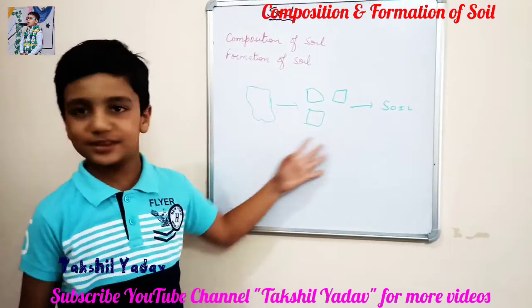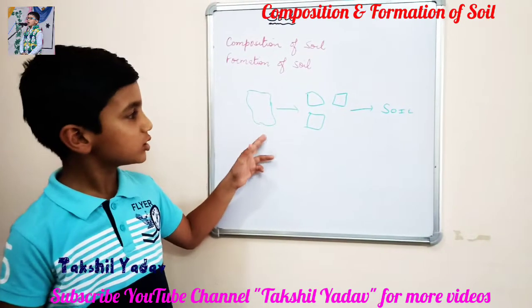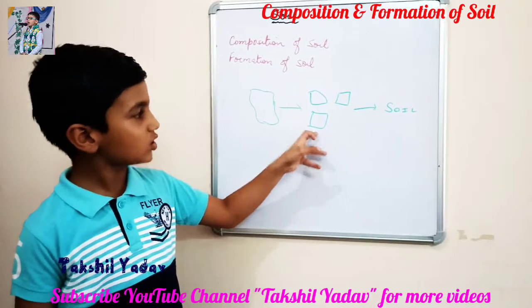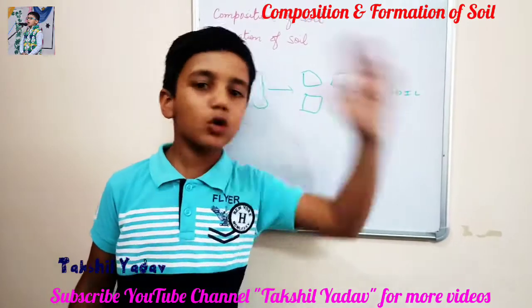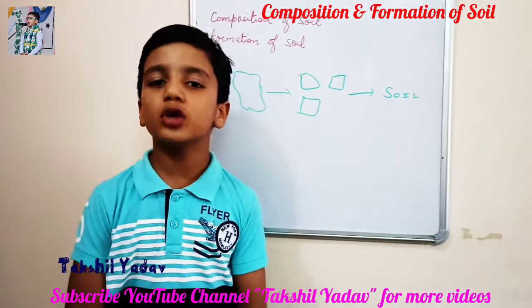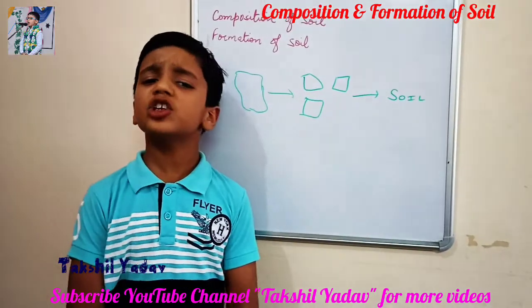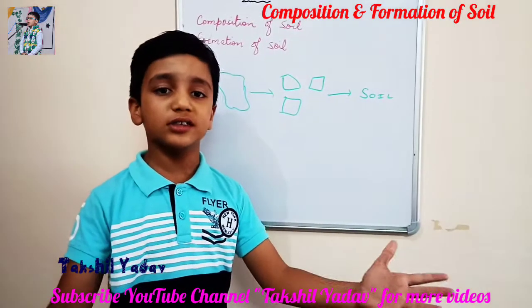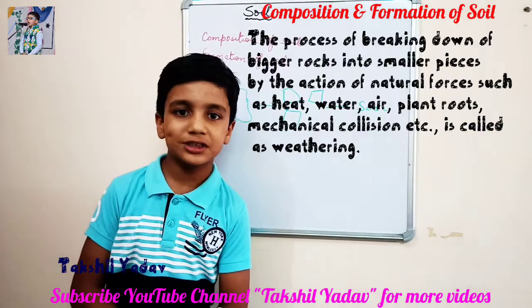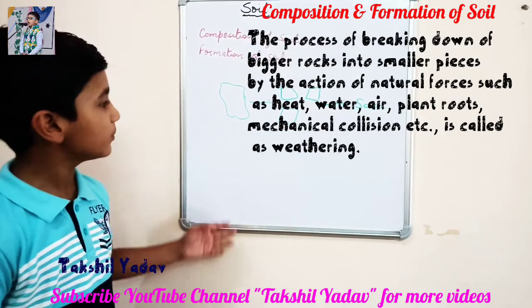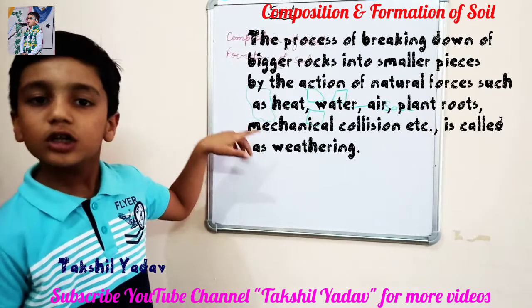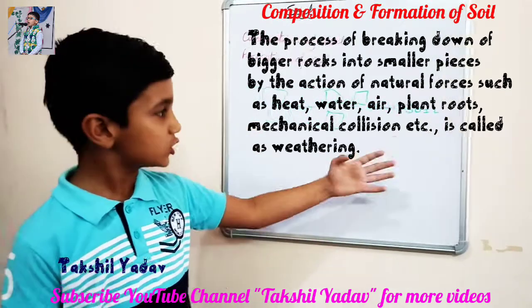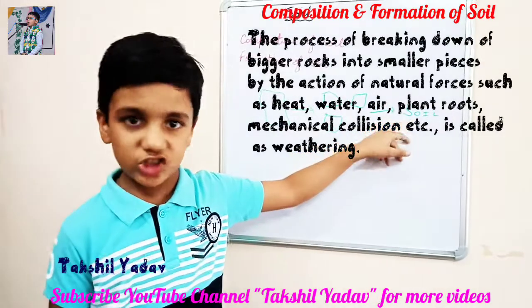This process of the bigger rocks breaking into smaller rocks, and these smaller rocks becoming soil, this whole process is known as weathering. Weathering is a very long process. It takes thousands of years. That is why at early times there were only rocks, but it took thousands of years in the process of weathering to form the soil which we have today.